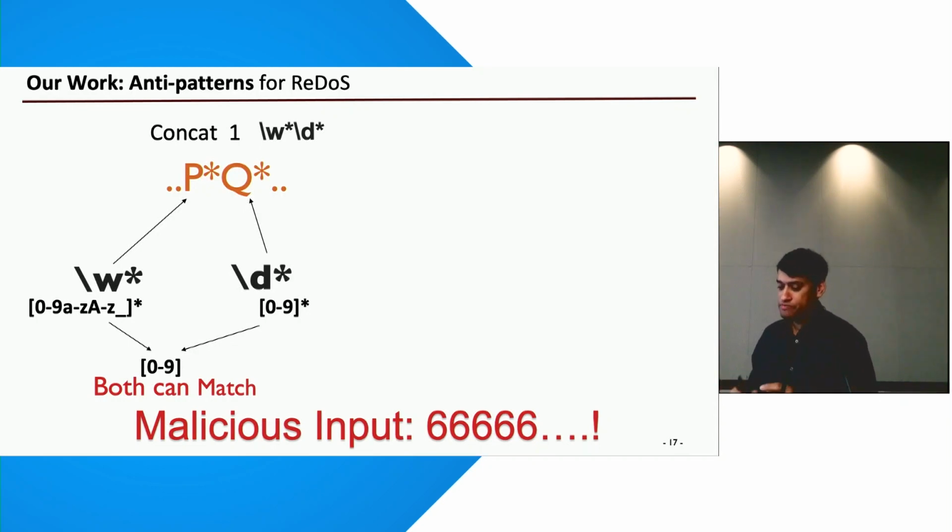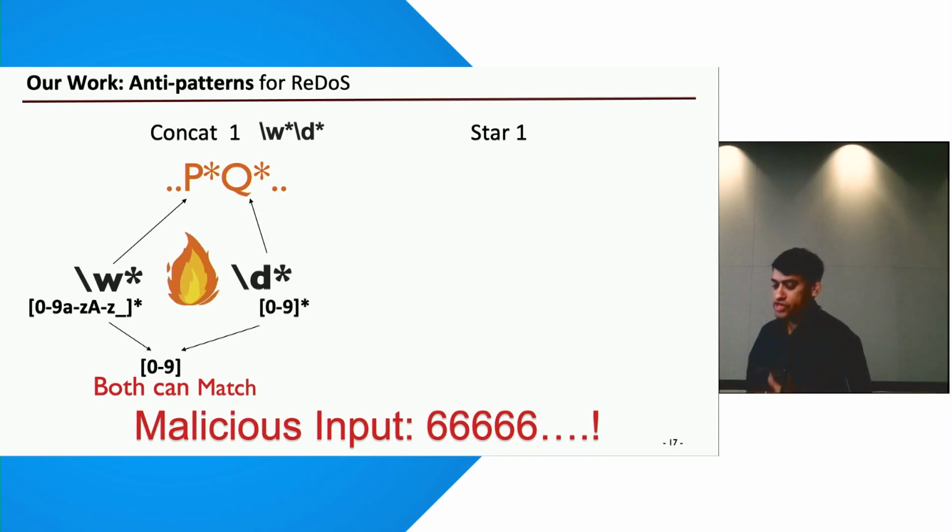So in case of mismatch, for each 6, the regex engine has two options. It can use the \w or it can use the \d. So it tries all of these options for all of those, and thus the regex matching overloads the CPU, causing regex denial of service. Now let's see the example of star1.